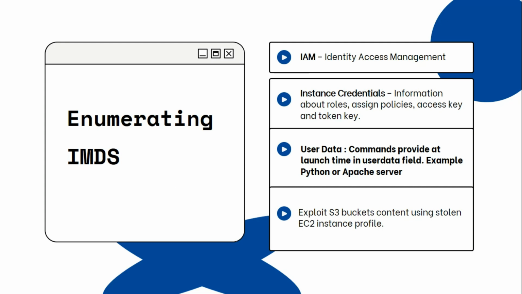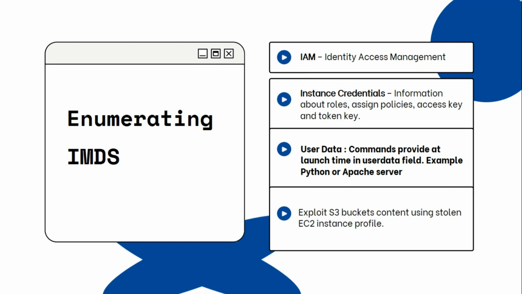The second most important is IAM credentials, the identity credentials. It is the most important part of enumeration, because identity credentials are about roles, assigned policies, access keys, token keys, and all the sensitive information stored in identity credentials. Each IAM identity can be associated with one or more policies.